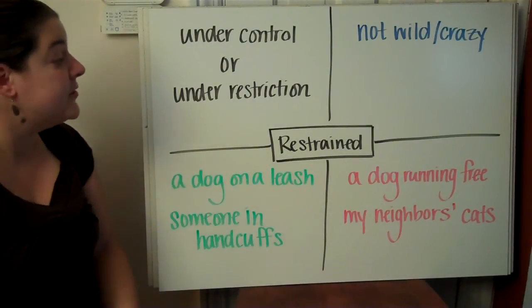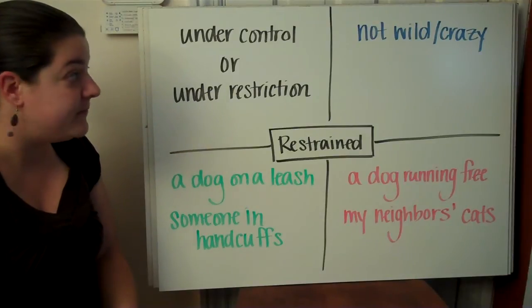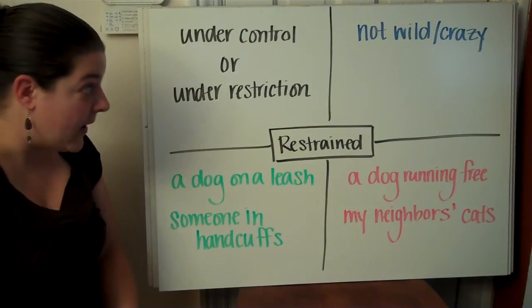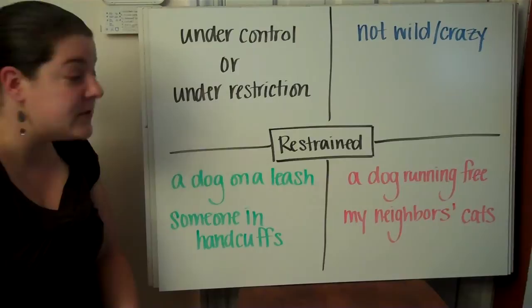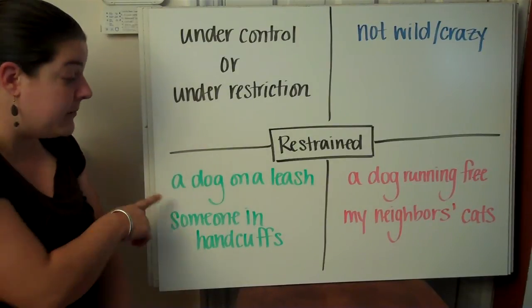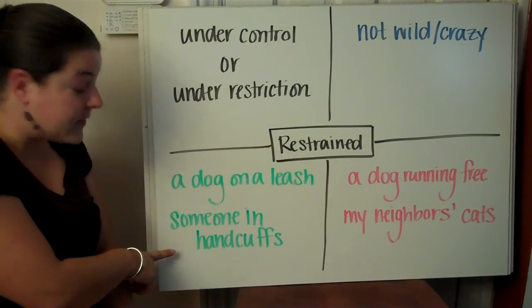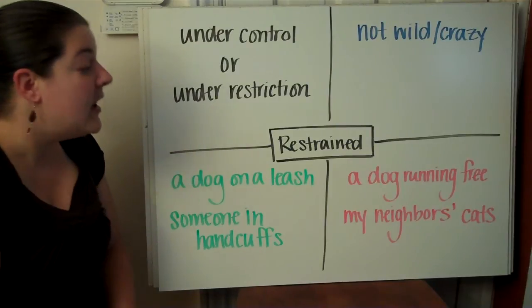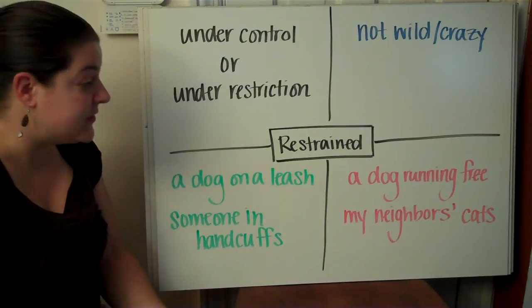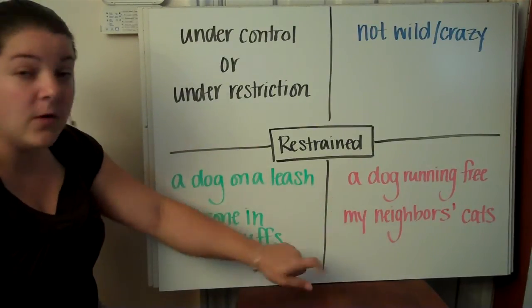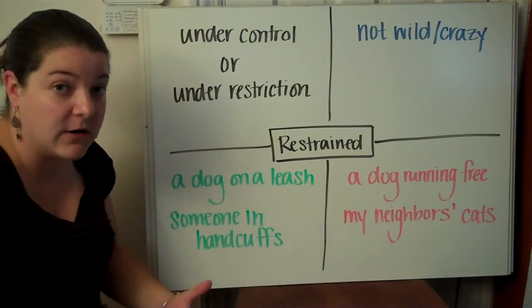The next word is restrained. Restrained means under control or under restriction. So, it's not wild and crazy. Examples of something that is restrained might be a dog on a leash or someone in handcuffs. Examples that are not restrained would be a dog running free or my neighbor's cats. They go wherever they like.